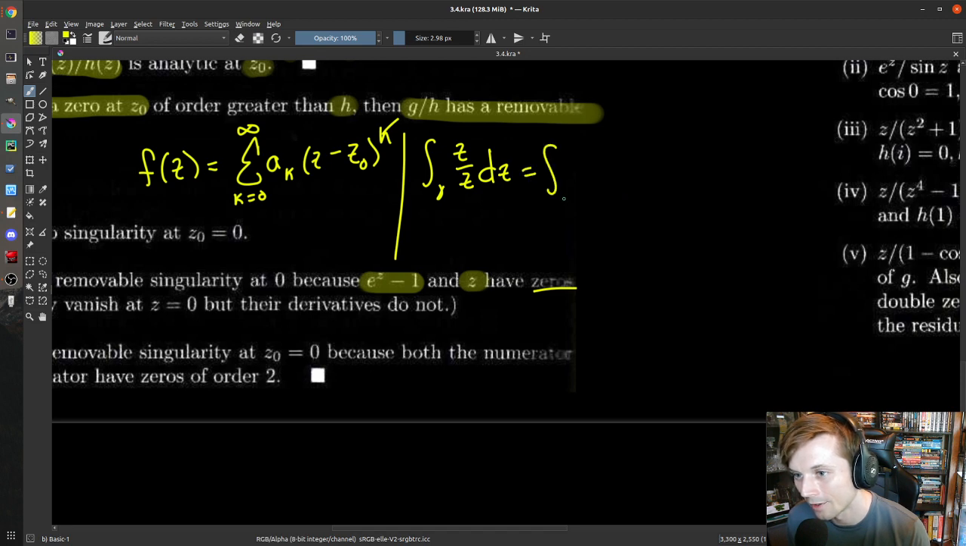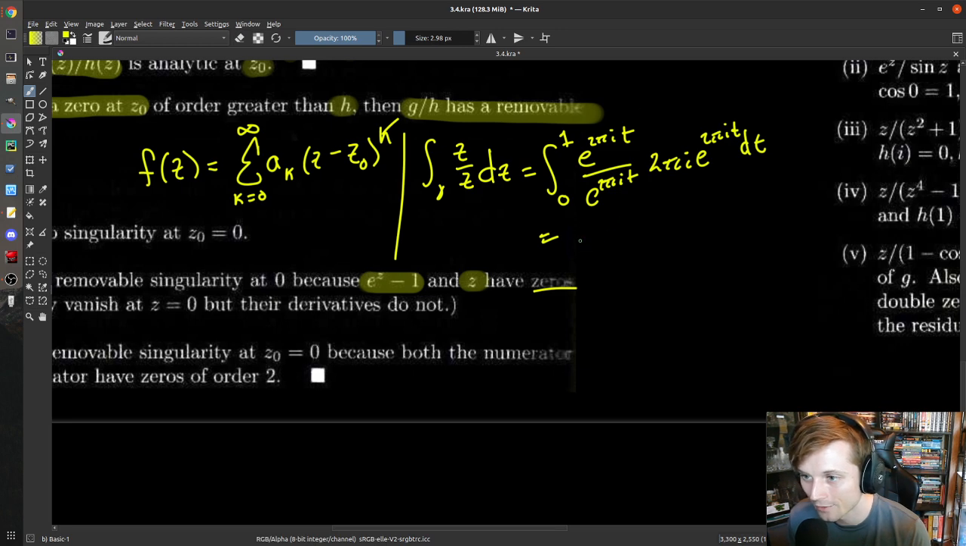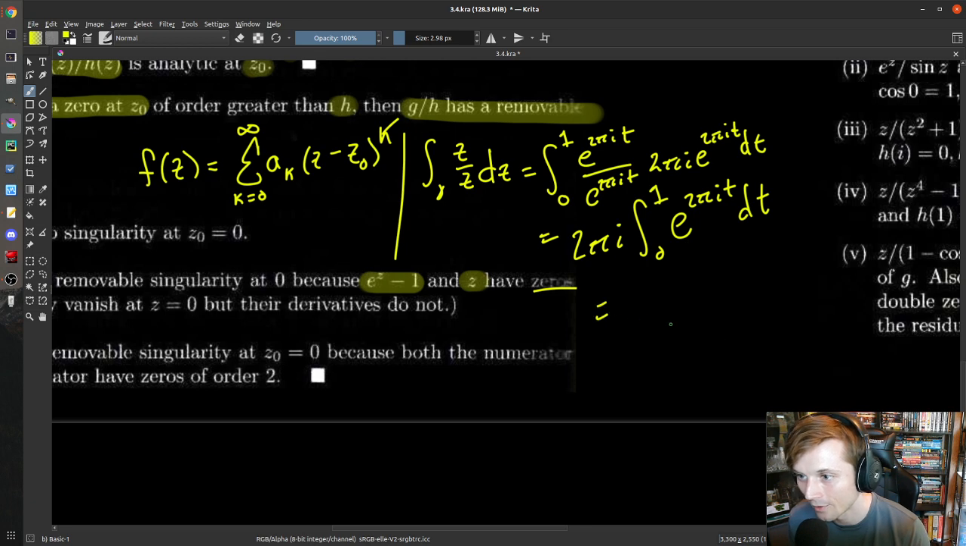we'll integrate from 0 to 1. I'll do e to the 2 pi i t over e to the 2 pi i t. And then that dz, remember, we have to replace with 2 pi i e to the 2 pi i t dt. And hey, these all cancel each other out, so we just get 2 pi i times the integral from 0 to 1 of e to the 2 pi i t dt. Well, easy enough.